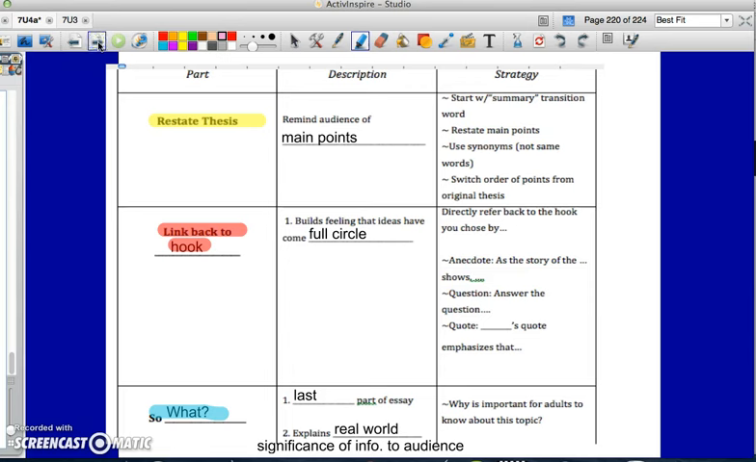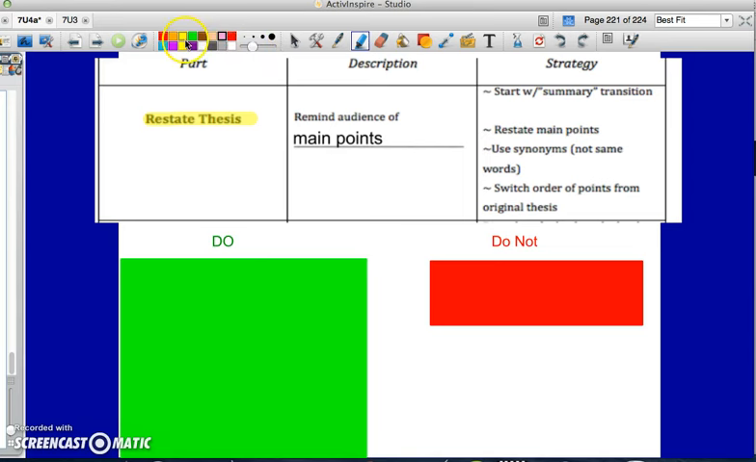Okay, so we're going to talk about conclusion paragraphs. The goal of a conclusion paragraph is to wrap up the ideas in your entire essay. The goal of a concluding sentence is to wrap up your idea in one small chunk or one small paragraph. So a conclusion paragraph has three main parts in order to really wrap up an entire essay. You have the restatement of the thesis, you have the link back to the hook, and you have the so what. And I'm going to go into a little bit more detail about each one, just like I did with introductory paragraphs.